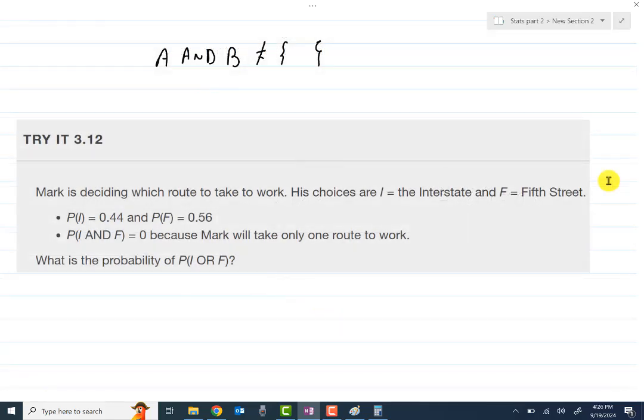So we have Mark deciding which route to take to work. He's got I, the interstate, or 5th Street, and he's got the numbers. And obviously, he can only take one route to work. So let's take a look at what is the probability of I or F.